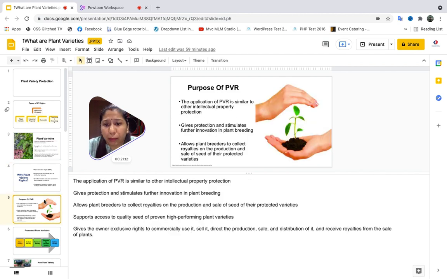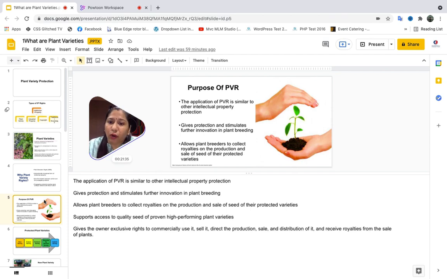Now, what is the purpose? What is the purpose behind PVR or plant variety right? We all know that plants are considered as a form of intellectual property. So, the application of PVR system is similar to that of other intellectual property rights system. It gives protection and stimulates further innovation in plant breeding.